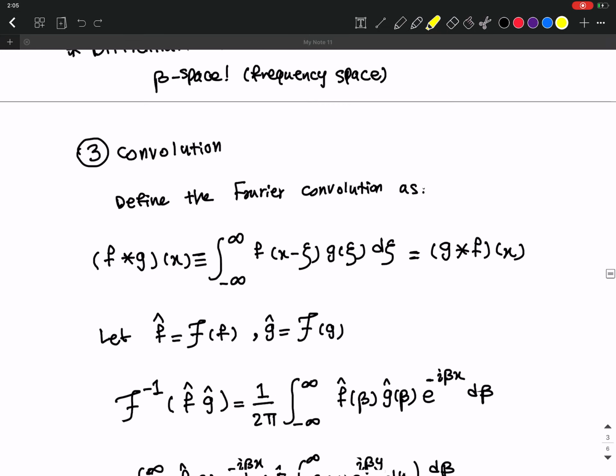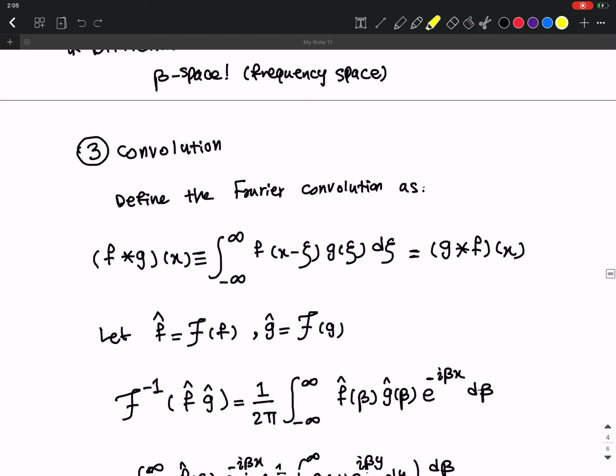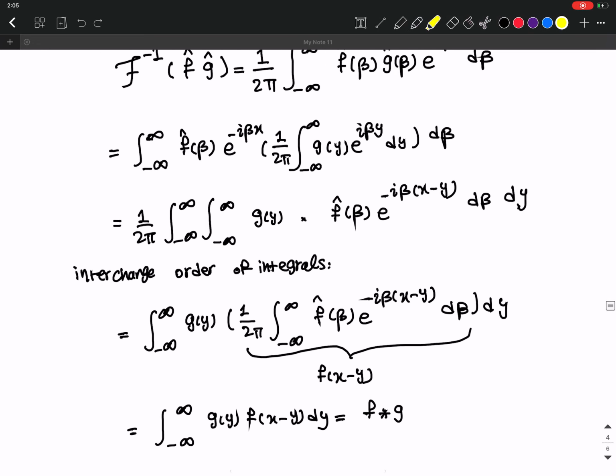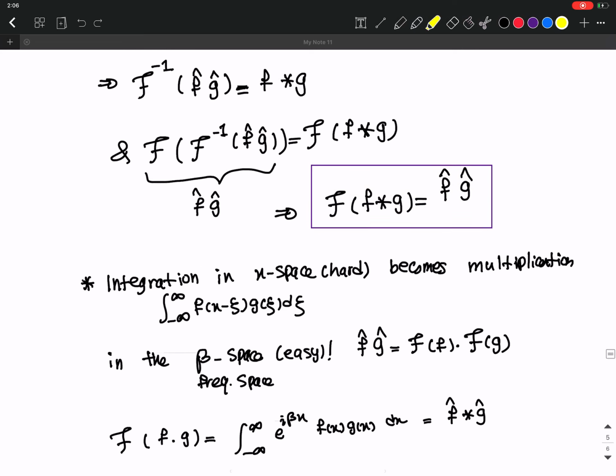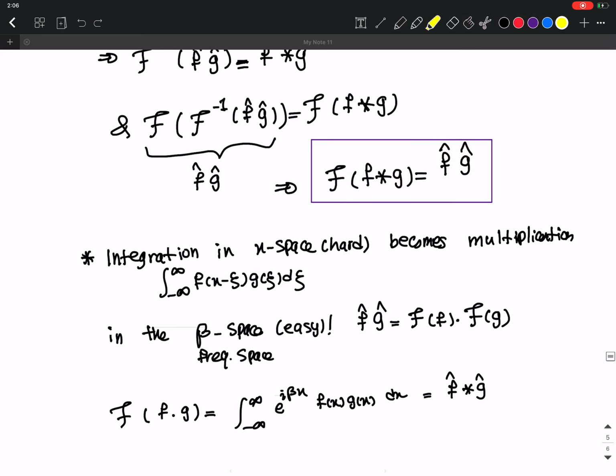And also we define the convolution operator, and then we showed that convolution in the X space is going to lead to multiplication in the Fourier space, right? So this was another advantage of using the Fourier transform.